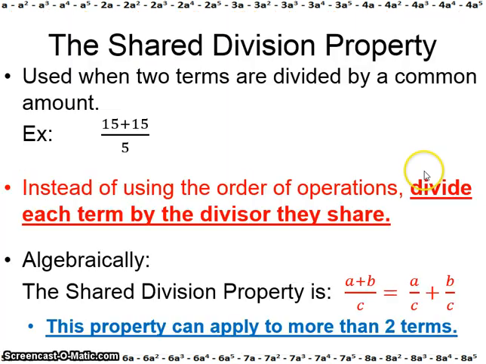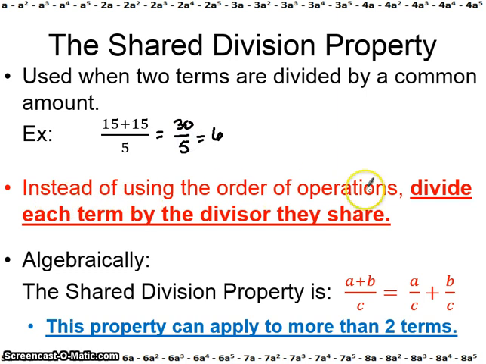Now, let's look at the shared division property. The shared division property is used when two terms are divided by a common amount. So for instance, any time that you use a fraction bar as a grouping symbol, the shared division property is an alternative. Now, using the order of operations, since this is a numeric expression, we could simplify this. 15 plus 15 is 30, divided by 5 is 6. That's using the order of operations.